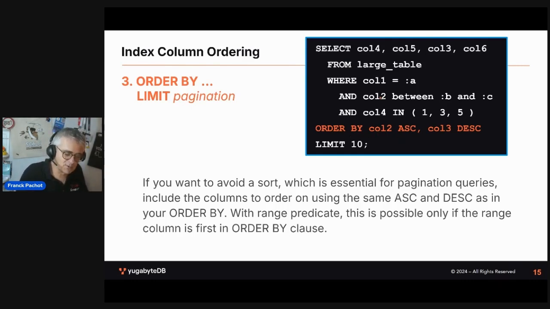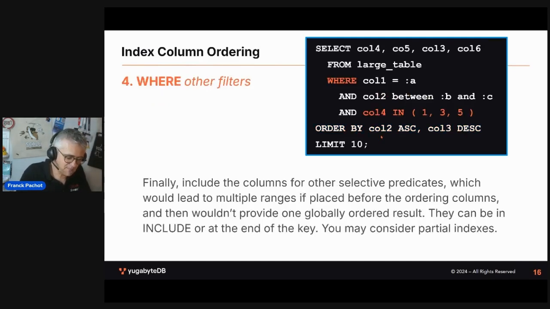Here I'm lucky because column 2 is used for the range and also in the order by. And then you may have other filters. Here we decided that we do not index column 4 to get the ranges of values for 1, 3, 5. And we cannot add multiple ranges because then it will break the order for the other ones. But we can still add column 4 at the end of the index key so that it can be filtered immediately when reading the index entry without having to go to the table.